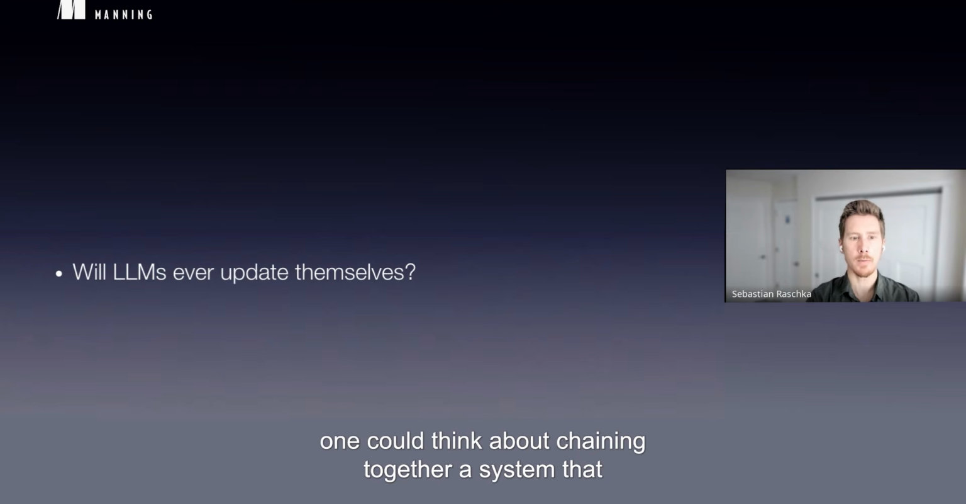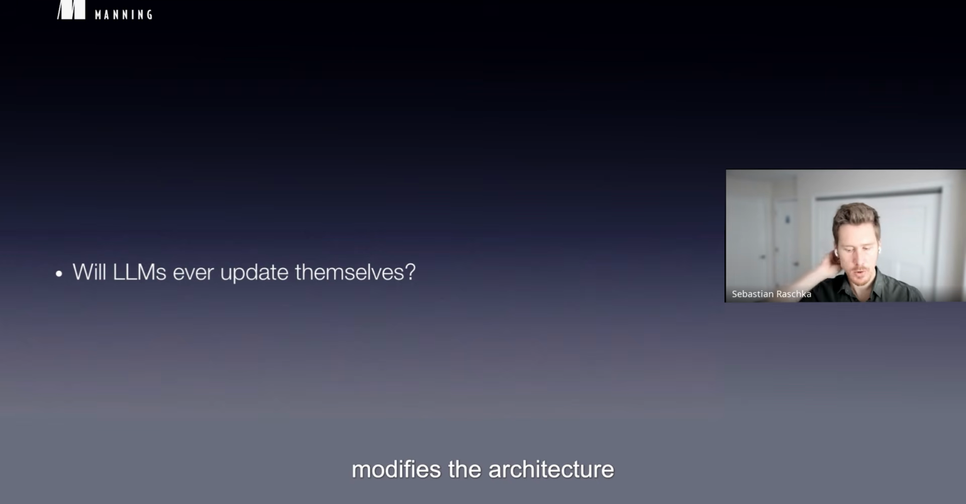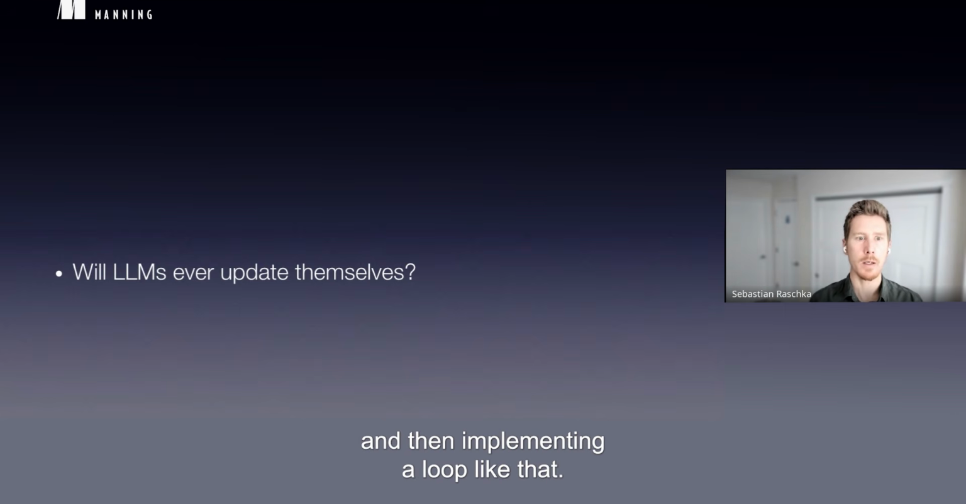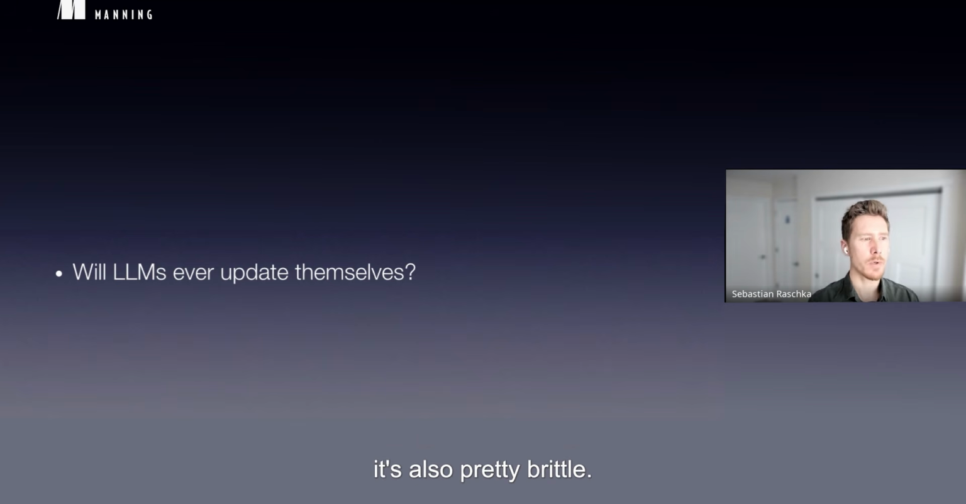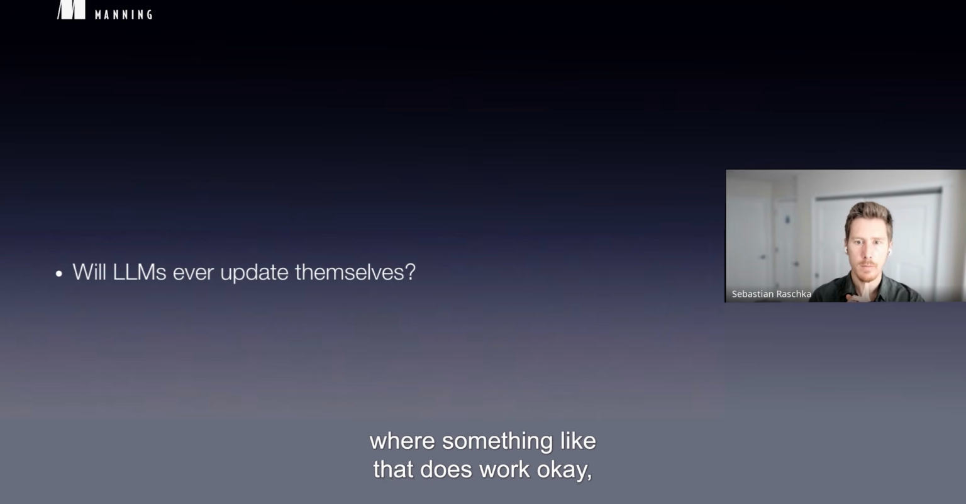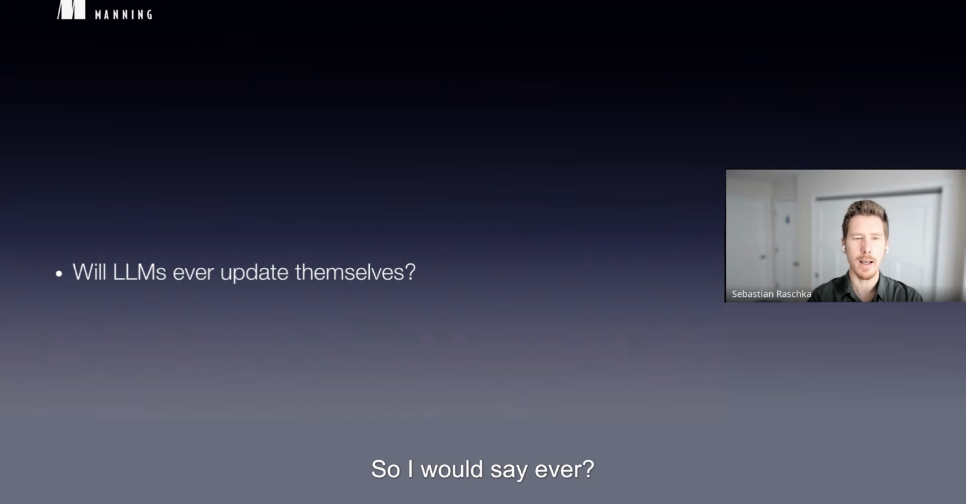So, in that sense, one could think about chaining together a system that modifies the architecture and then runs the benchmarks, and then maybe collects more data, fixes things, and then implementing a loop like that. I think it's technically possible, but it's also pretty brittle. We are just in the early stages of these agentic workflows, where something like that does work okay, but it's not very mature yet. So I would say maybe one day. I think it's possible, but it's maybe not the best way right now.